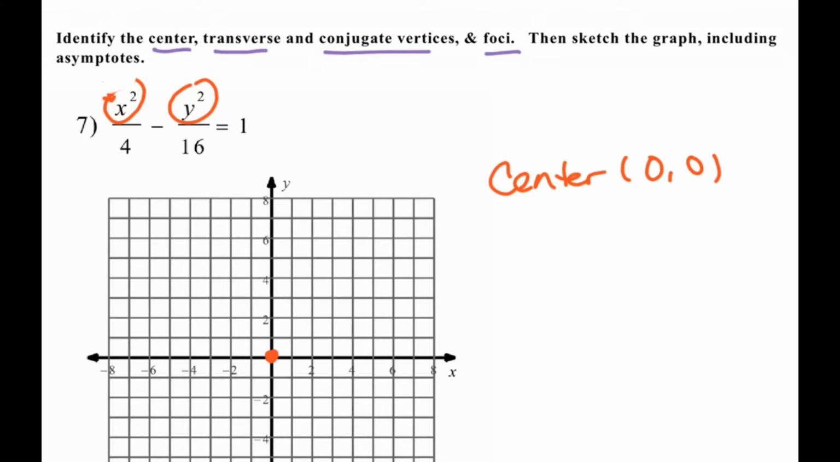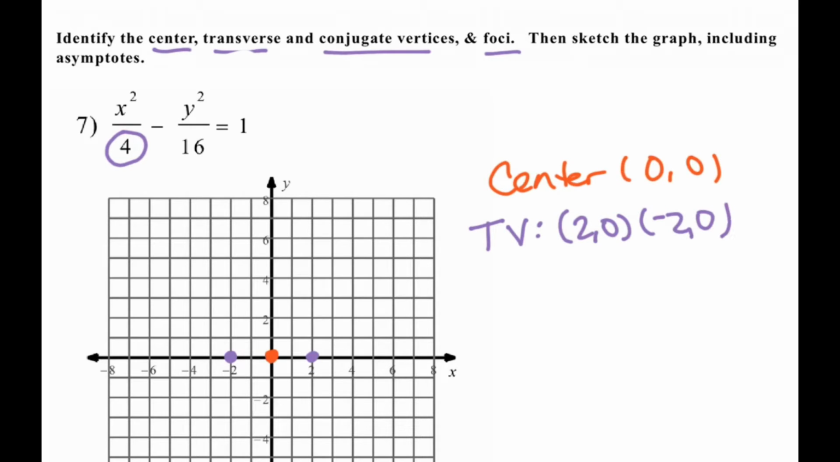Now the next thing I need to worry about is my transverse and my conjugate axis. The transverse is going to be on my main axis, and it's going to be plus or minus 2. I'm going to start at the center and go 2 and 2, because that's the square root of 4. As far as my transverse vertices, or main vertices, I'll put TV for transverse vertices, and that's going to be 2, 0 and negative 2, 0. You could put plus or minus 2, comma 0.